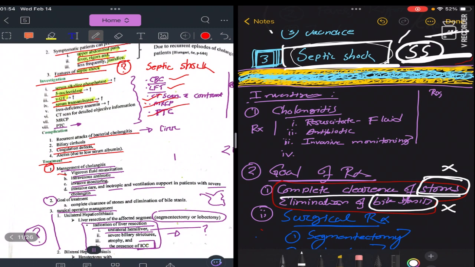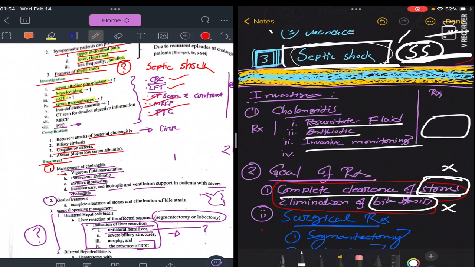Then we go for treatment, management of the cholangitis. For this reason, we have to go for resuscitation of the fluid. Fluid resuscitation is very important. Antibiotic application is very important. Invasive monitoring is very important. We can monitor the patient by multi-parameter monitor.